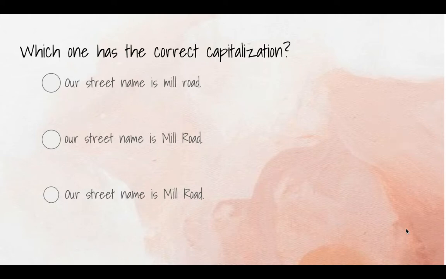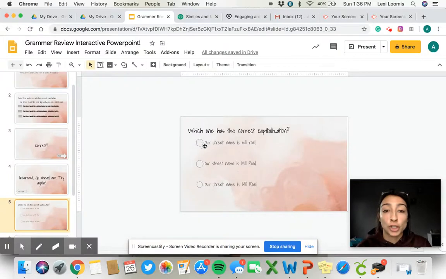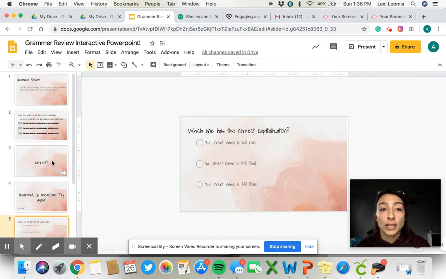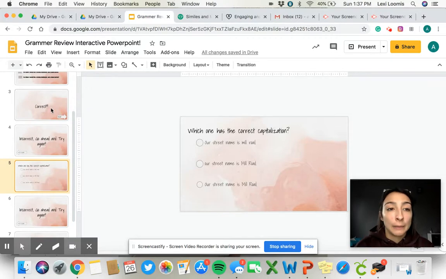So the way to do this is you have to insert shapes and you have to link those shapes to a Google slide page. So every question that you have, you always need a correct slide and an incorrect slide. You can duplicate your slides or you can remake them. If you duplicate them, you have to reattach a link because if not, it's going to take you back to the old question. So I did my correct and incorrect.